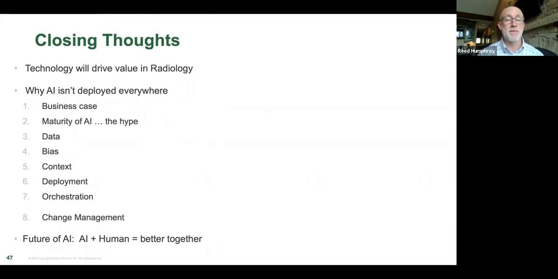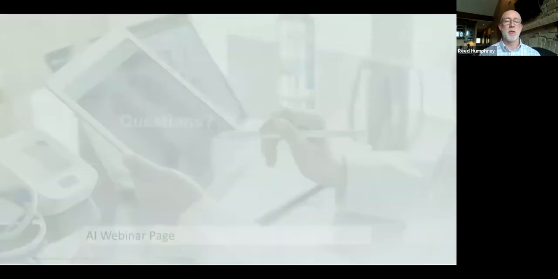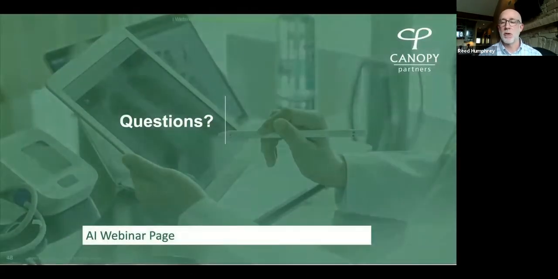And then the future of AI, again, AI is not going to replace radiologists, we don't think, no more than AI on an airplane replaces a pilot. But having the best of machine learning and the best of what the radiologist can do working together is going to result in better patient care. And that's really what this is all about. So with that, we'll conclude the session.